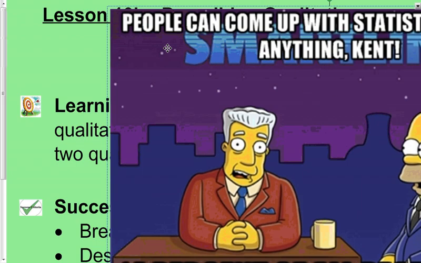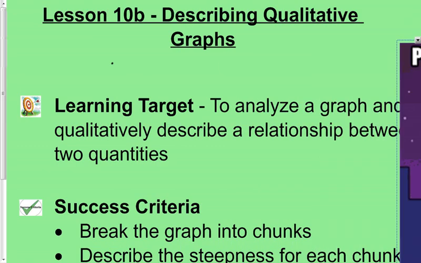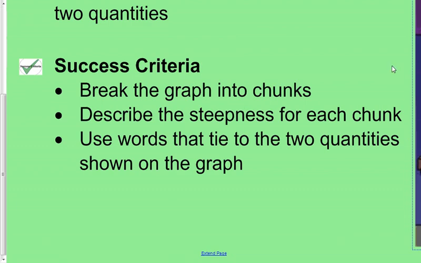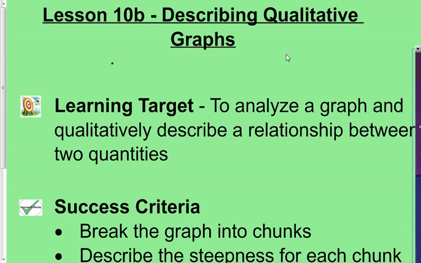Truth. We're going to talk about statistics a little bit here, but really just looking at graphs in general. So section 10B we're going to do here is just describing qualitative graphs. We talked about how a qualitative graph is a graph that just shows the general comparison between two quantities. That's something we learned last time. A learning target for today is to analyze a graph and qualitatively describe a relationship between the two quantities.